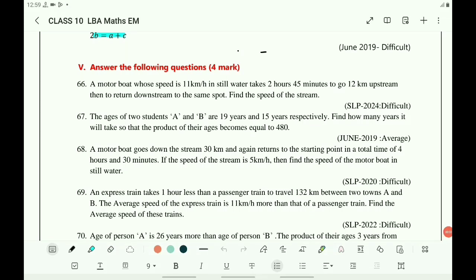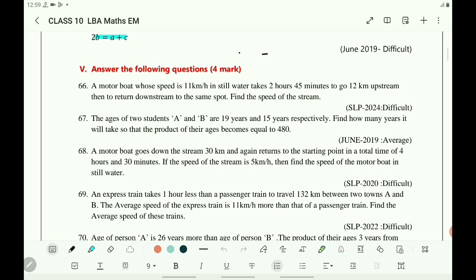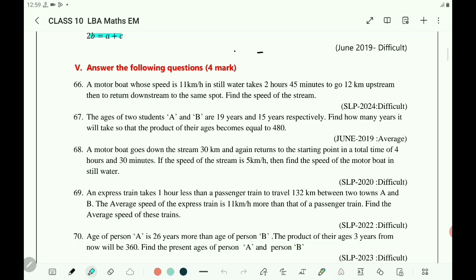Now you take the 4 marks question of the LBA of the chapter quadratic equation. Question number 66. A motor boat whose speed is 11 km per hour in still water takes 2 hours 45 minutes to go 12 km upstream, then to return downstream to the same spot. Find the speed of the stream. Here, the speed of the stream is to be found out.